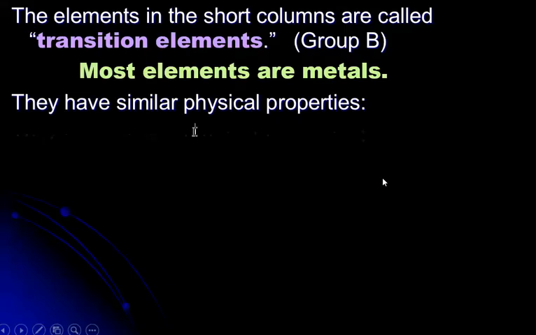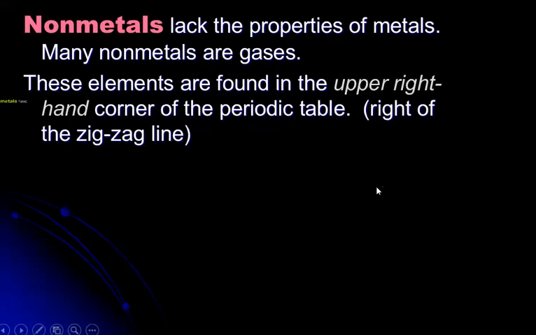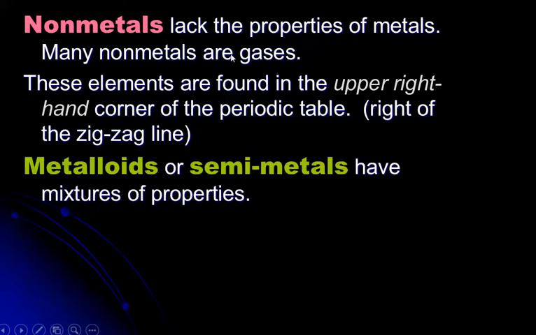And what that means is they are not like metals. So we don't have a specific set of properties that can be used to describe all of the nonmetals, because they're all kind of different from each other. Many of them are gases, a few are solids, one is a liquid. So these elements, as I said, are in the upper right-hand corner of the periodic table, and they lack the properties of metals.